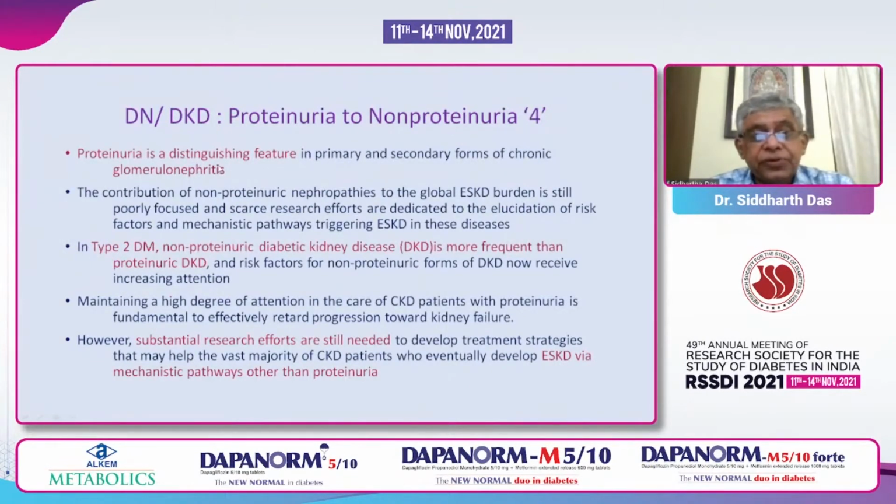Proteinuria is a distinguishing feature of primary and secondary forms of chronic glomerulitis. The contribution of non-proteinuric nephropathy to the global ESKD burden is still poorly focused. In type 2 diabetics, non-proteinuric diabetic kidney disease is more frequent than proteinuric kidney disease. Maintaining a high degree of attention in the care of CKD patients with proteinuria is fundamental to effectively retarding progression. But at the same time, substantial research efforts are still needed to develop treatment strategies that may help the vast majority of CKD patients who eventually develop ESKD via pathways other than proteinuria or glomerulosclerosis.